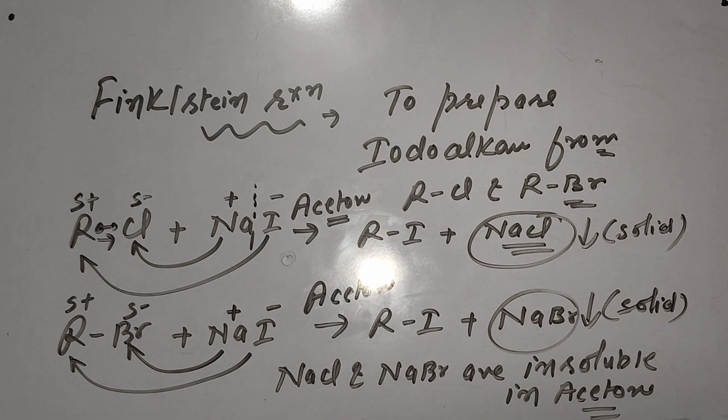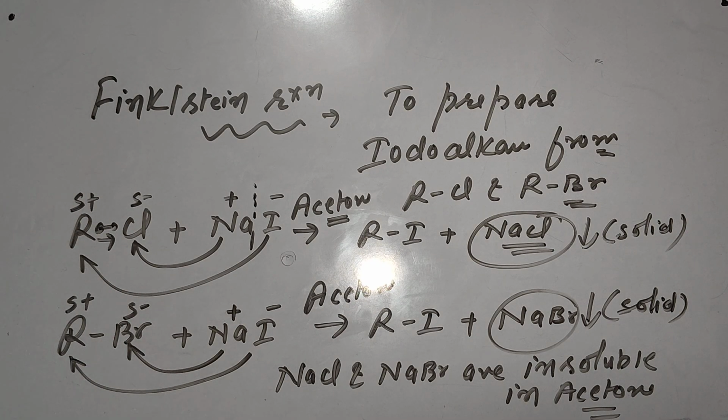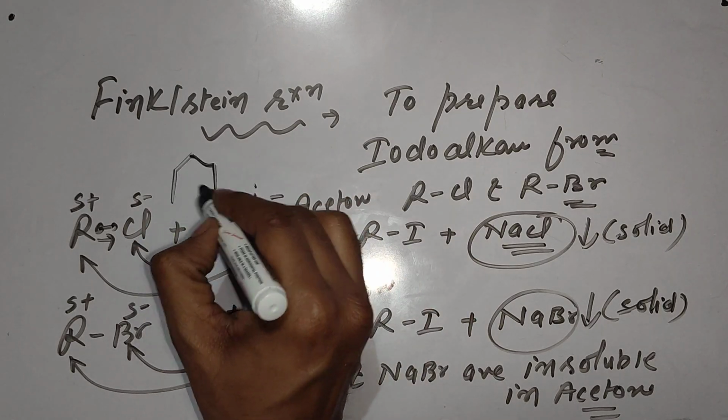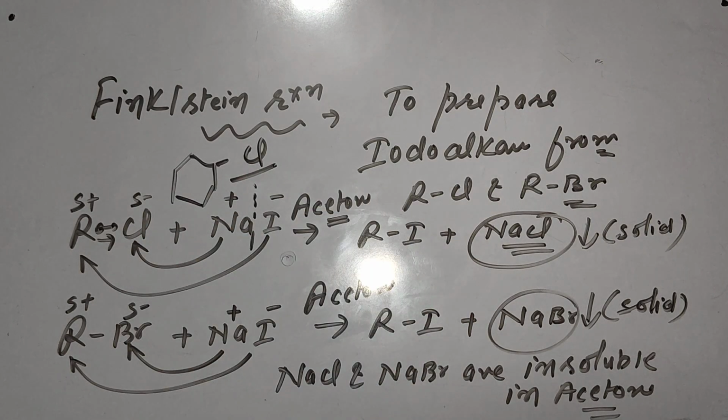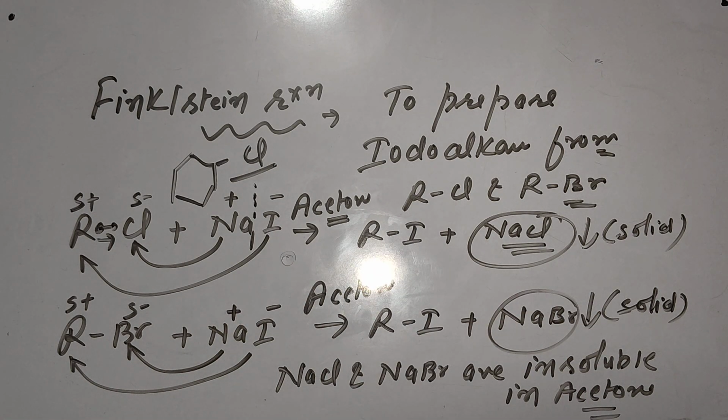That's it. These are the name reactions we have for haloalkanes. Understand them and practice them through actual molecules. Like in place of R, we can use cyclohexyl or any other alkyl group and try to complete the reactions. Thank you very much.